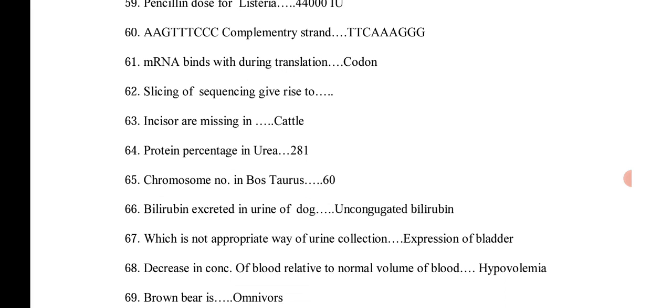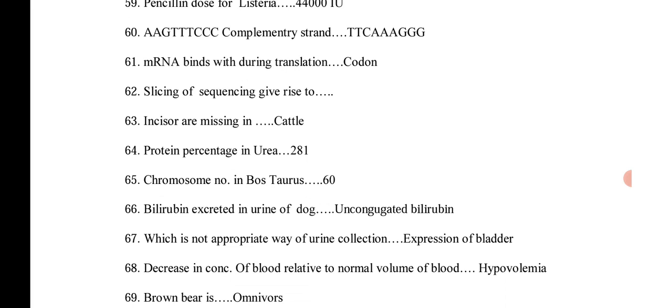Incisors are missing in ruminants and cattle is a ruminant, so it also will not have incisors. Protein percentage in urea is 281. Chromosome number in Bos taurus is 60, and the chromosome number in buffaloes is 50.